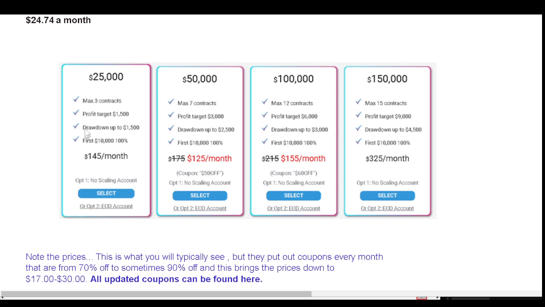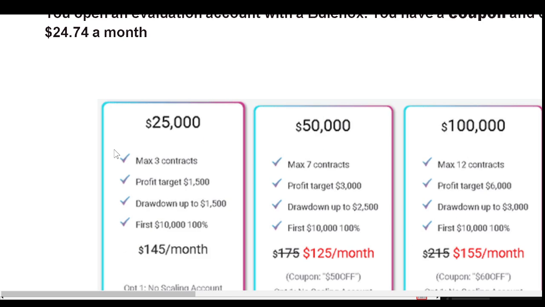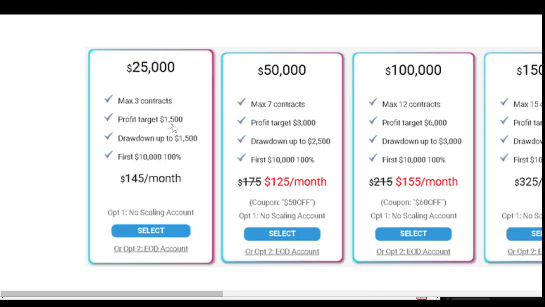All right, it's not $145, and it gives you a set of things. You have a maximum of 3 contracts. Now we're talking about the ES contracts, the S&P E-mini contracts, and the micro contracts. All right. So profit target is going to be $1,500. So you start off with $25,000.